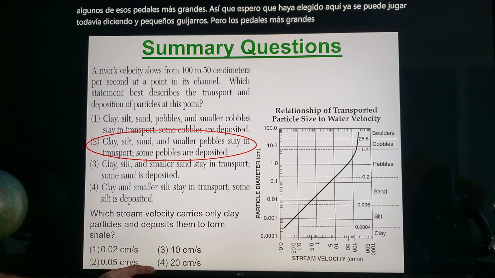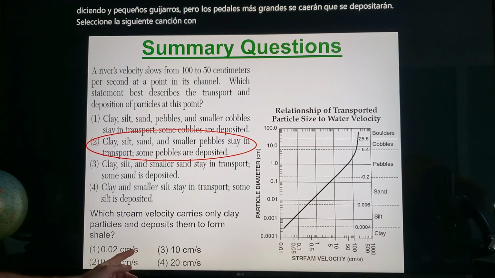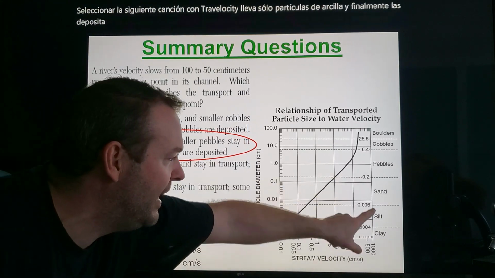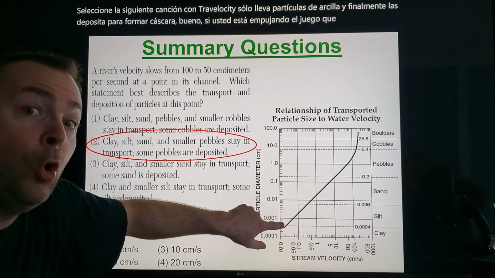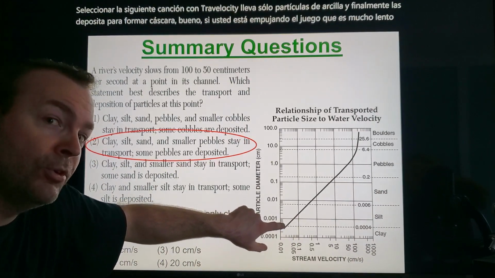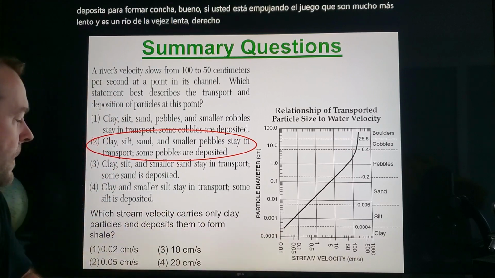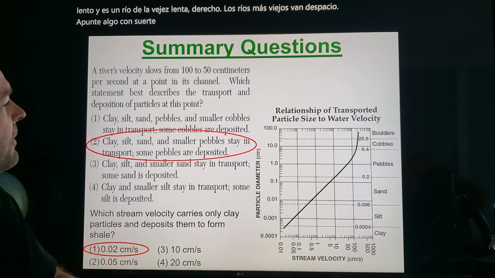All right. Next up, which stream velocity carries only clay particles and eventually deposits them to form shale? Well, if you're just pushing clay, you are way slow. That is a slow old age river, right? The older rivers go slow. So you're looking at like 0.0 something. Hopefully you chose 0.02.